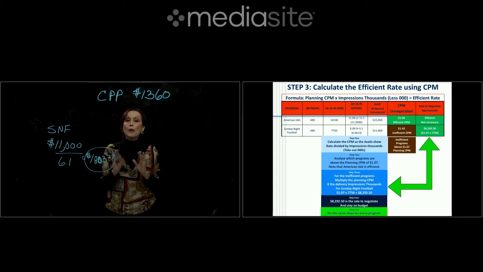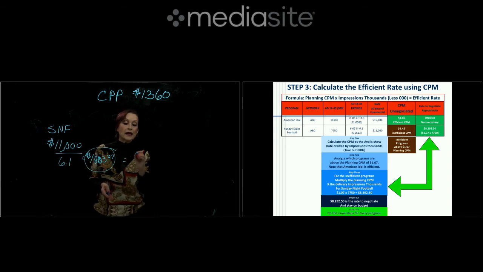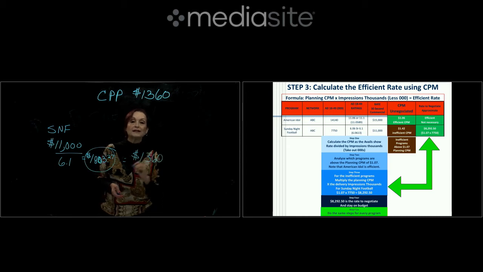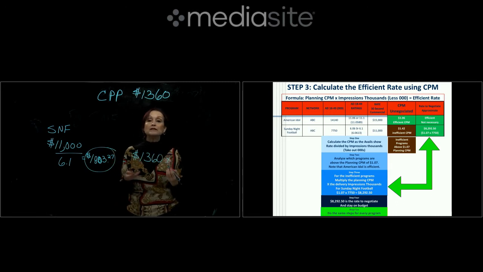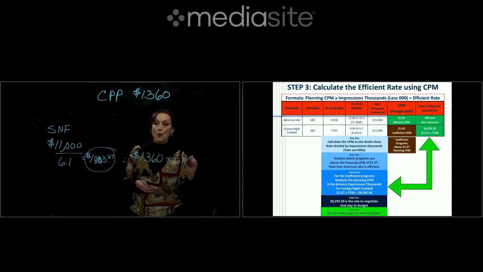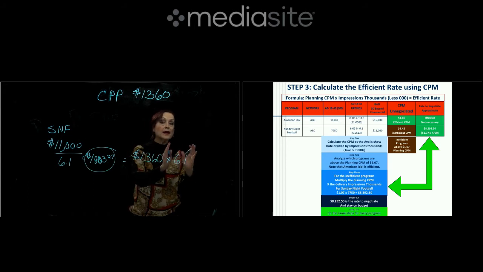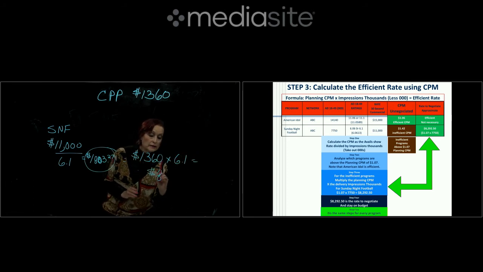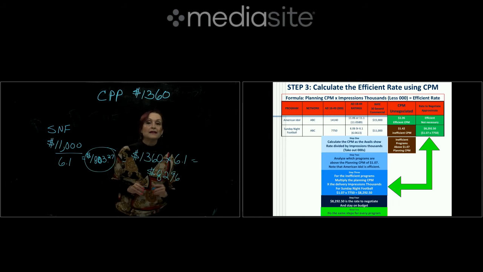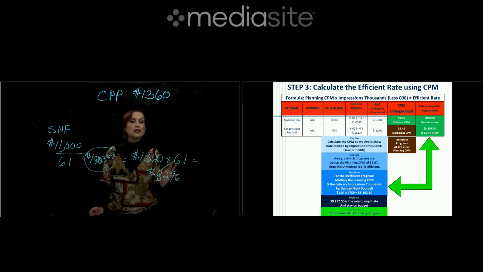So now what you have to do in order to know at what rate you need to negotiate it is take your planning cost per point of $1,360 allocated, and multiply it times the rating delivery, which is 6.1. So 1,360 planning cost per point times 6.1 equals $8,296. So this is the efficient rate.